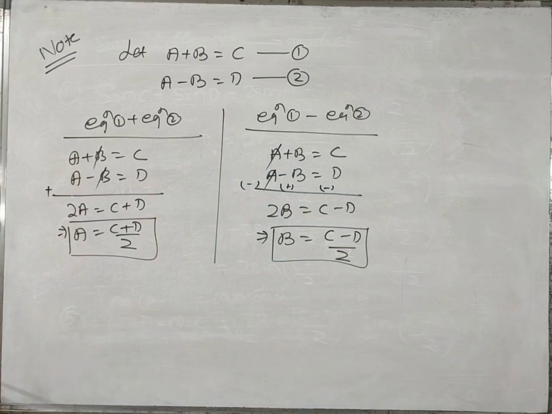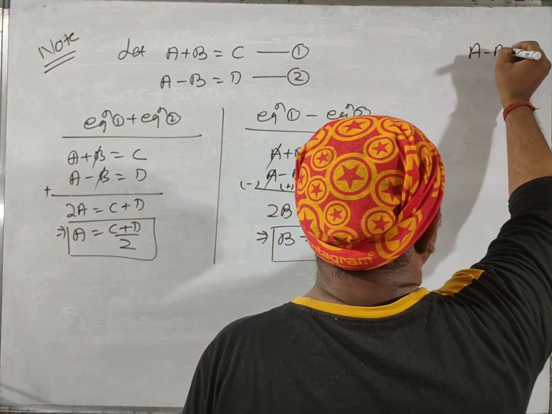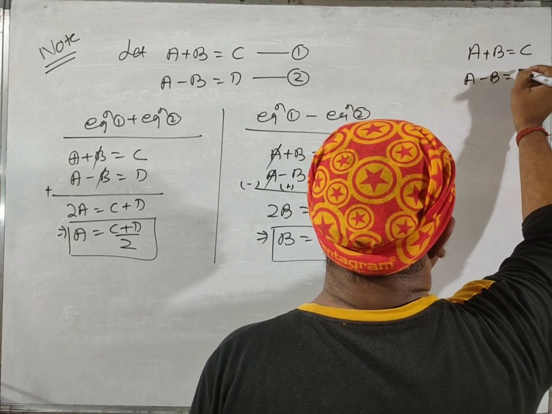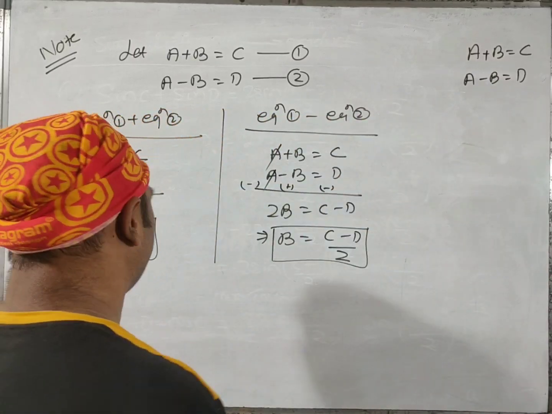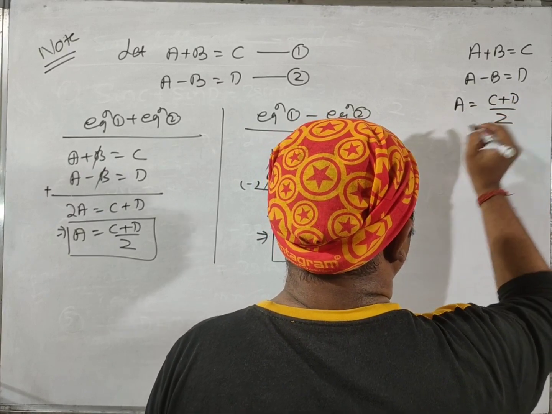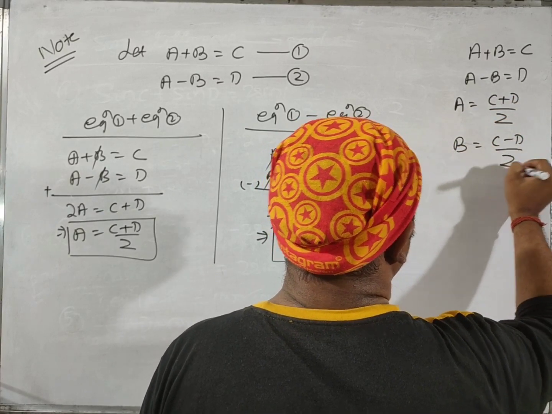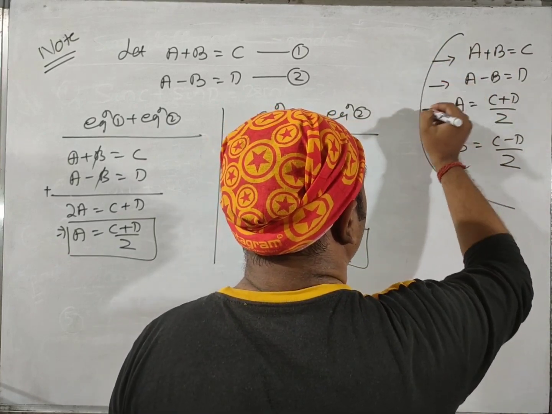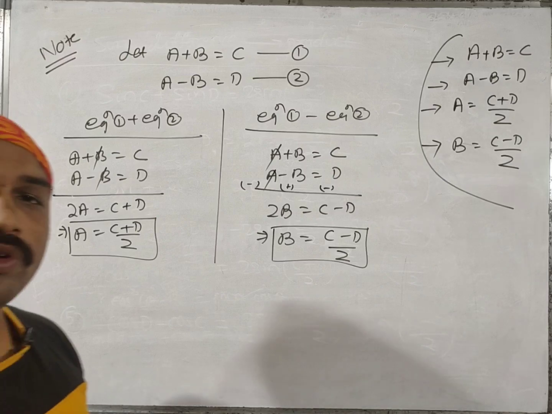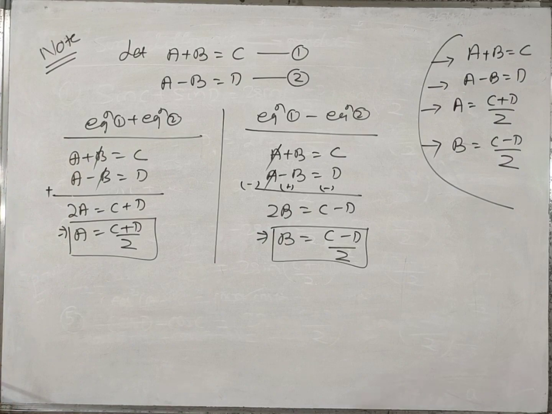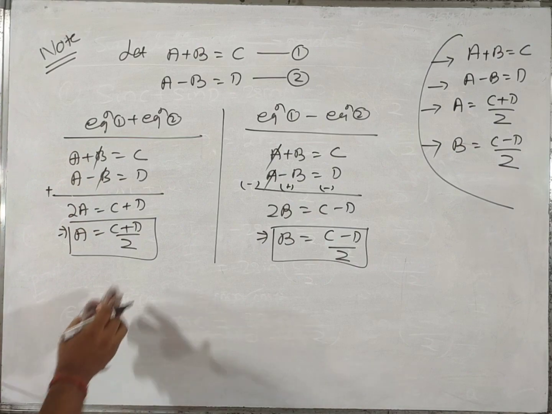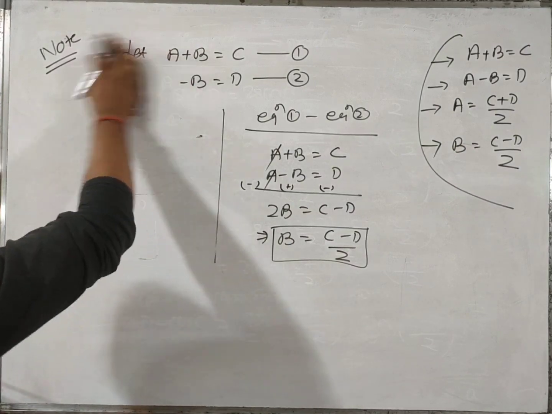So from these assumptions, we have considered A plus B is equal to C, and A minus B is equal to D. Then we got A is equal to (C plus D) by 2 and B is equal to (C minus D) by 2. These four values are very important before going to the proof of the formulas based upon sum or difference to product. Now let us go to the first proof.